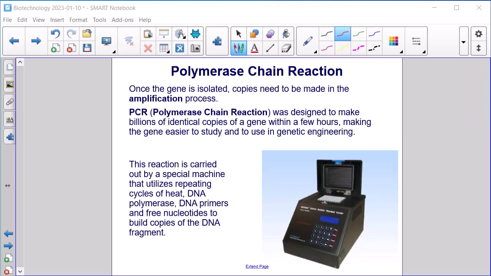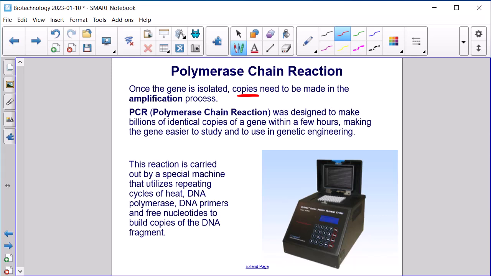Polymerase chain reaction. Once the gene is located, copies need to be made in the amplification process. PCR, polymerase chain reaction, was designed to make billions of identical copies of a gene within a few hours, making the gene easier to study and to use in genetic engineering.